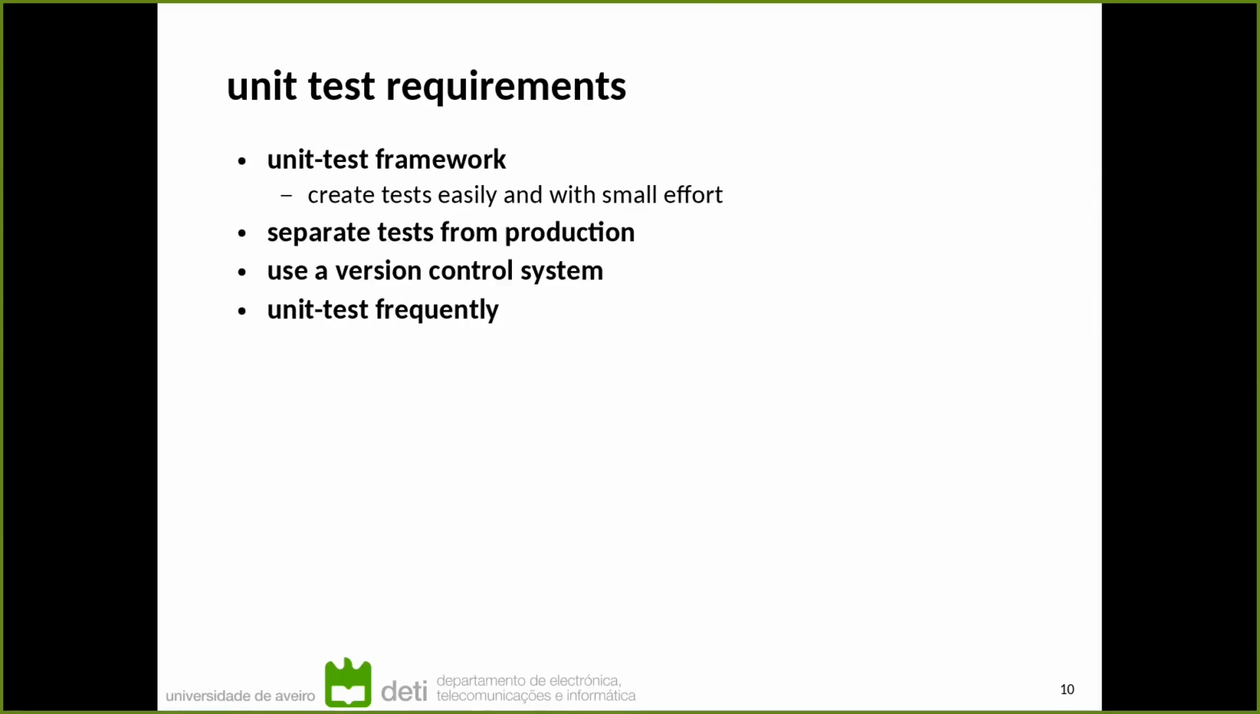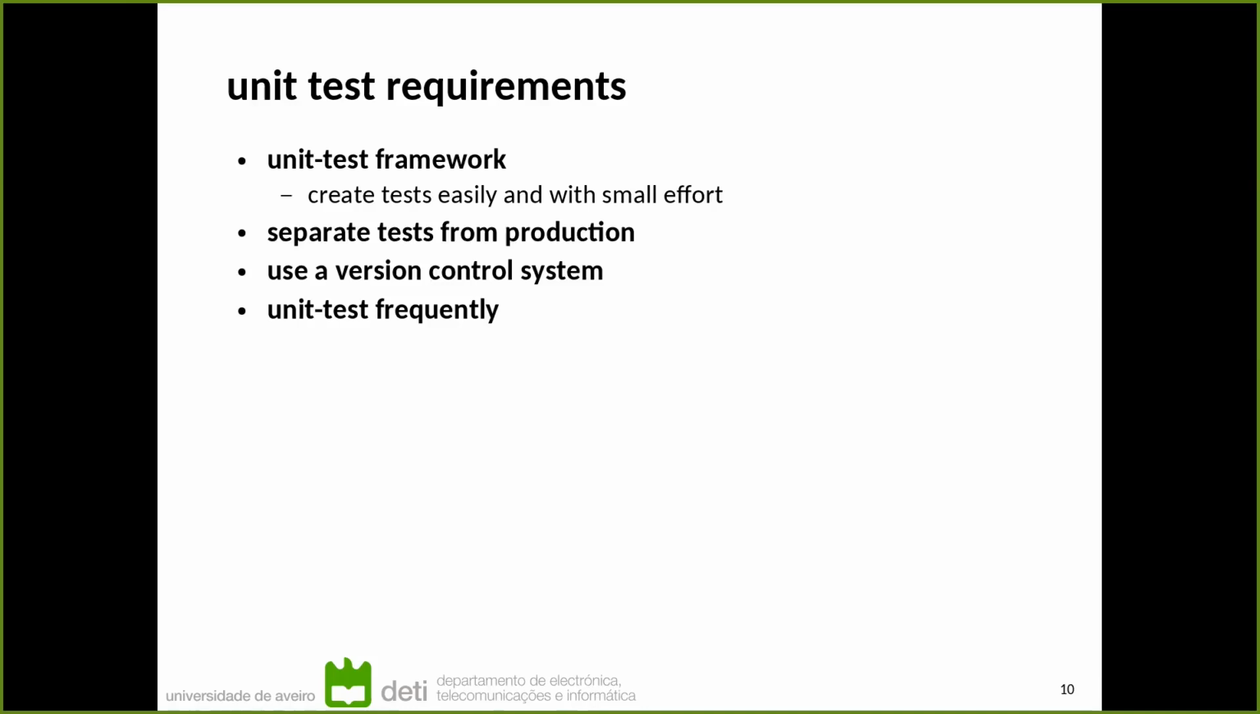Then we have to separate tests from production. We will have a version of our code that tests the software, and we will have the production code. And as we have seen before, our code is developed as a model that is used by both the test software and the production software.